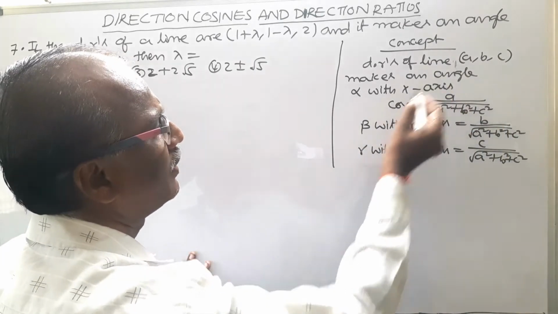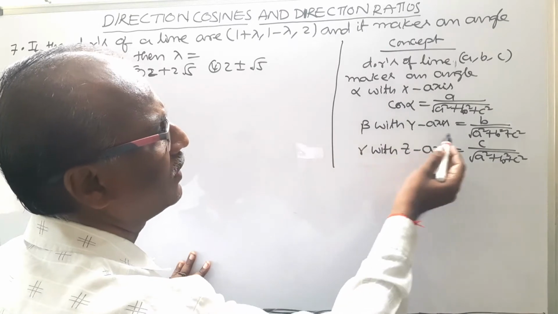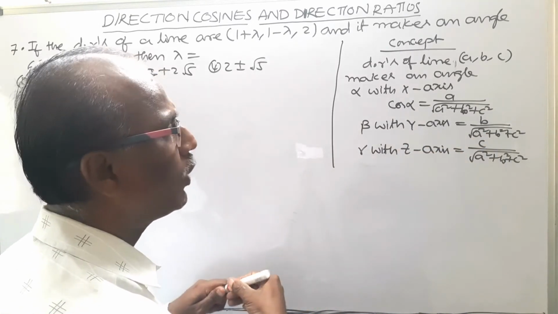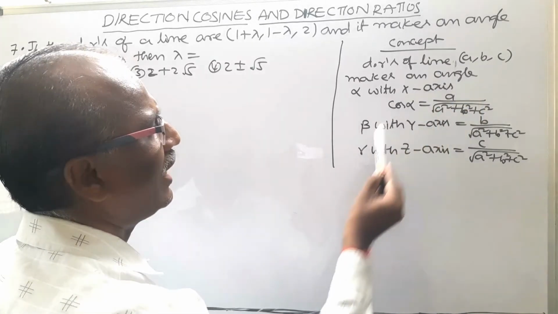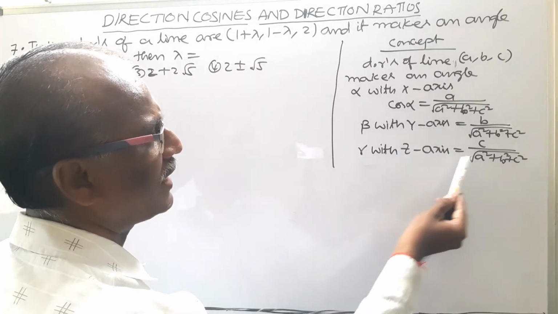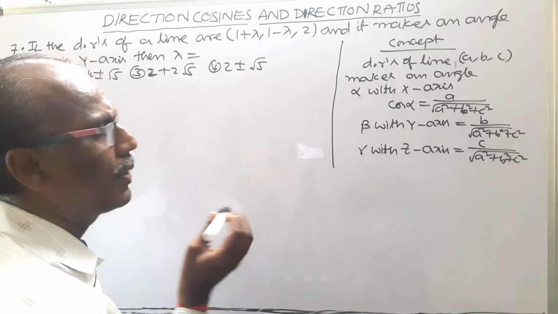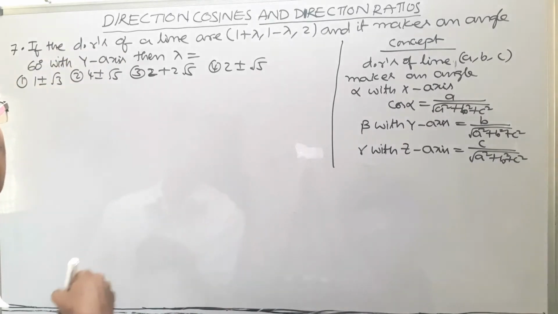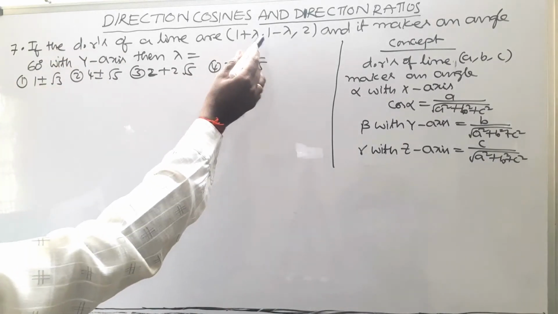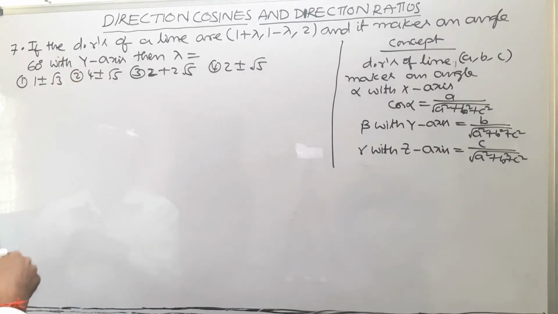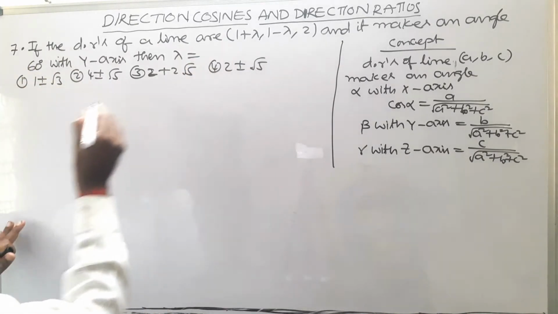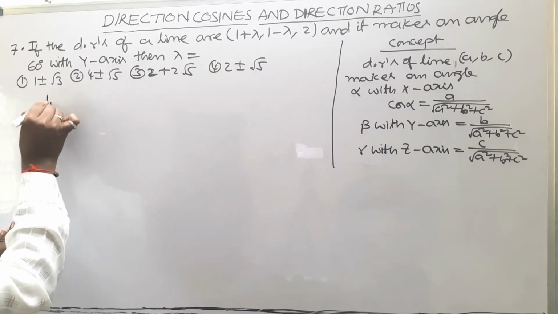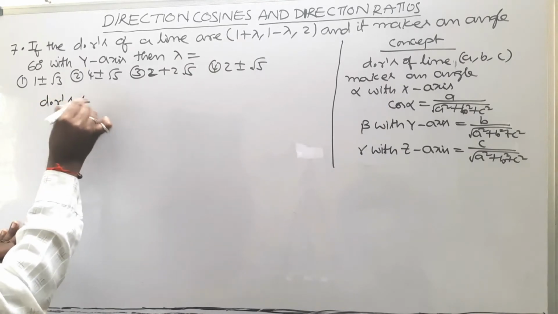The line makes an angle beta with the y-axis, b by root of a square plus b square plus c square. The line makes an angle gamma with the z-axis, c by root of a square plus b square plus c square. Here the line makes an angle of 60 degrees with the y-axis, so beta is equal to 60 degrees. The DRs of the line are given.